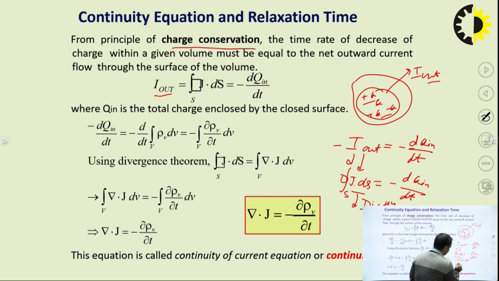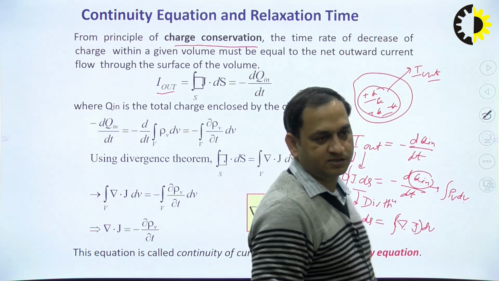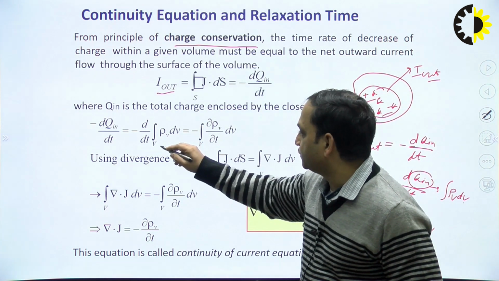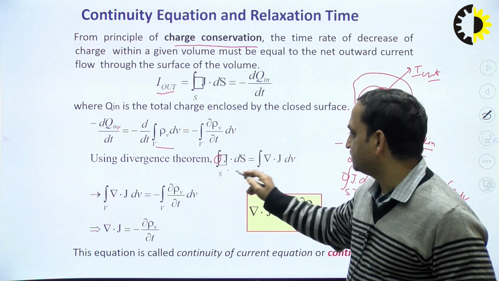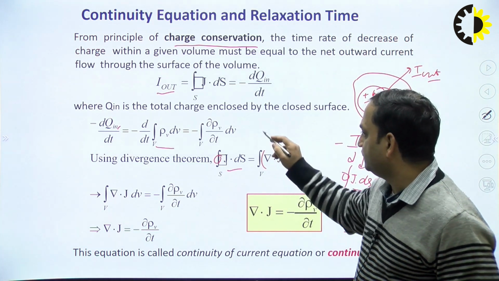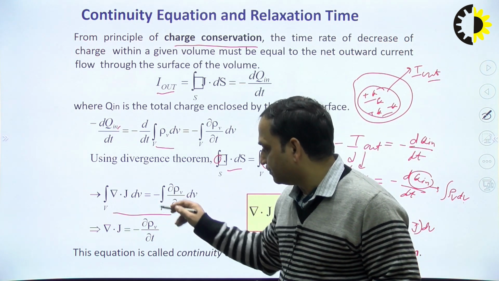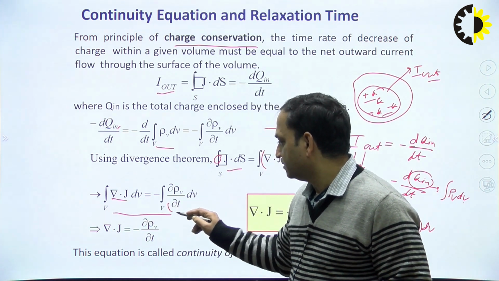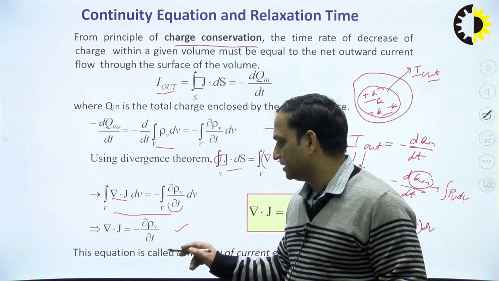Apply it, and then we get the integral of J dot dS equal to the integral of del dot J dV. In place of Q in we write the integral of rho v dV. So we put it all together: Q in is the integral of rho v dV, and in place of J dot dS we put del dot J dV. When we equate these two equations and compare them, del dot J is equal to minus del rho v upon del t, with a minus sign.